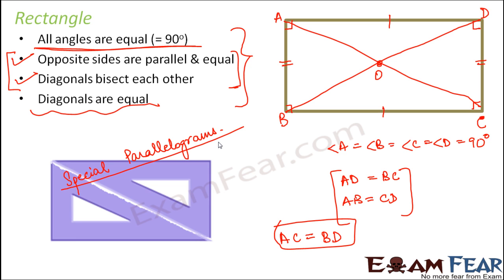So how can we make a rectangle using set squares? Again, with two set squares you can make a parallelogram, but in this case you have to arrange the set squares in this fashion. Which type of set square have I taken? I have taken two pieces of 30, 60, 90 set square, whose angles are 30 degrees, 60 degrees and 90 degrees respectively. Two such set squares are arranged in this fashion such that each angle is equal to 90 degrees.